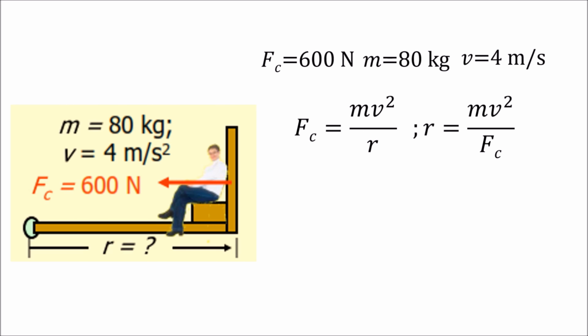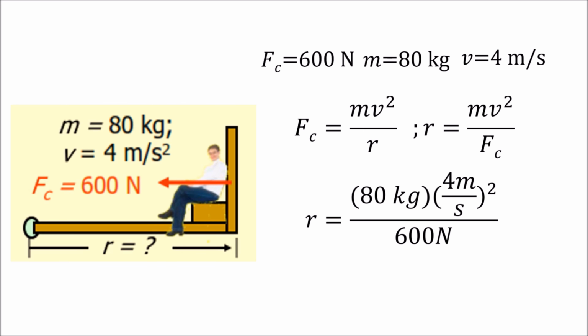Then, we need to substitute the values into the equation. Radius is equal to 80 kilograms times the square of 4 meters per second all over 600 newtons. So, the radius of the circular platform is 2.13 meters. Next is the practice problem number 3.